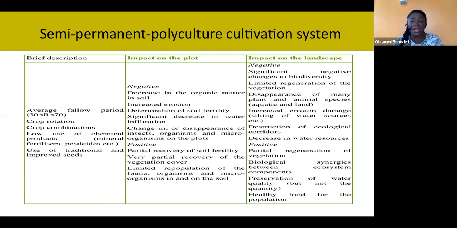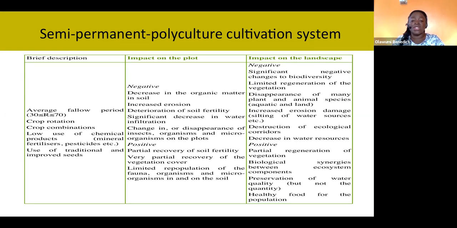So that's why we are doing this exercise. So what are the impacts of this type of system on the plot? There's a decrease in the organic matter in the soil also, because they use the land over and over and over with little input of synthetic fertilizer returned back to the soil. There's an increase in erosion because of the use of the land, and then deterioration of soil fertility.